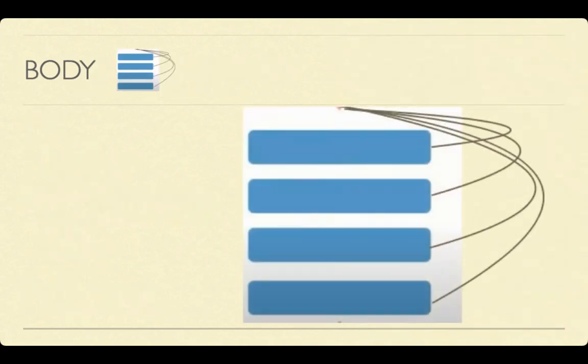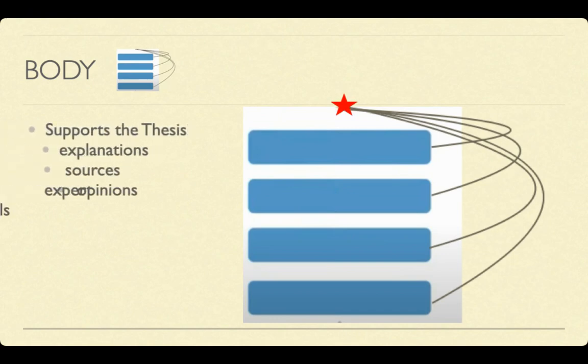The body paragraphs follow the introduction paragraph. As I stated earlier, for purposes of this assignment, you'll probably write from 3 to 5 body paragraphs. And these are meant to support the thesis with development using what? Explanations, evidence from sources, expert opinions, details, and examples.